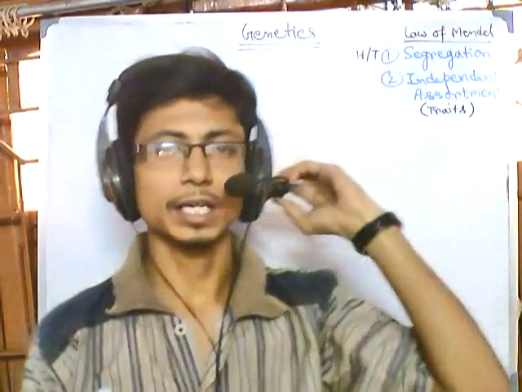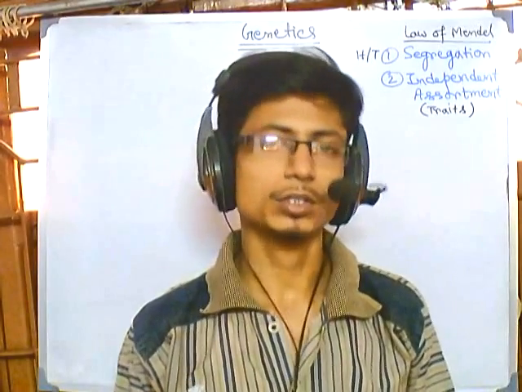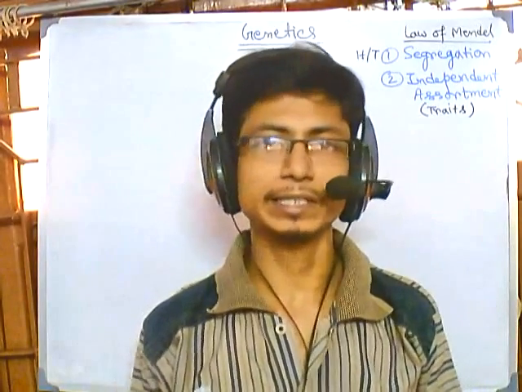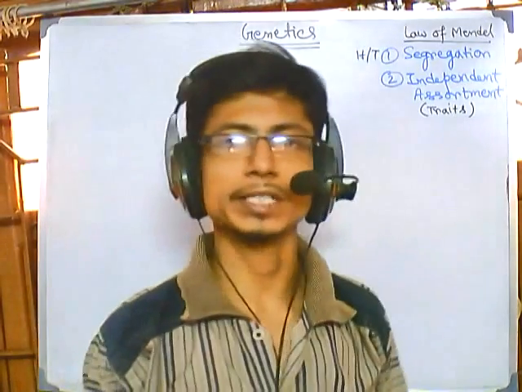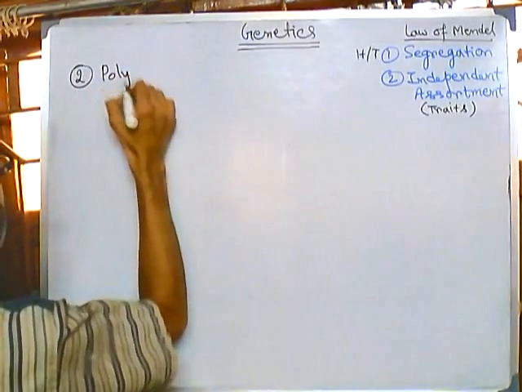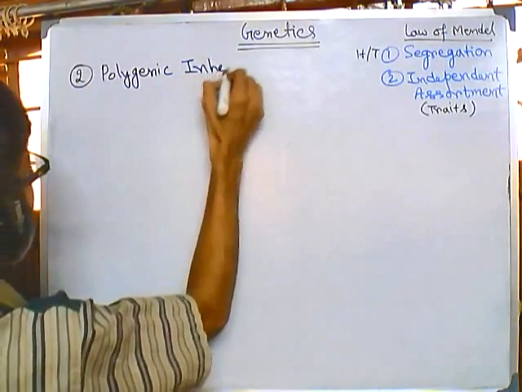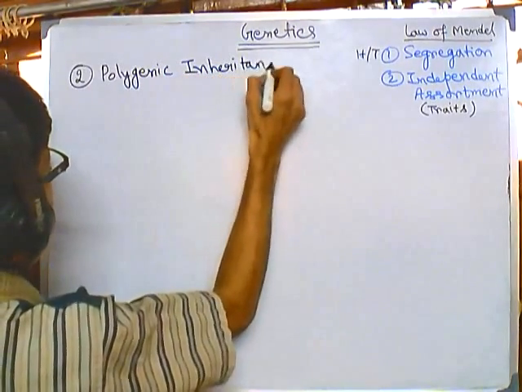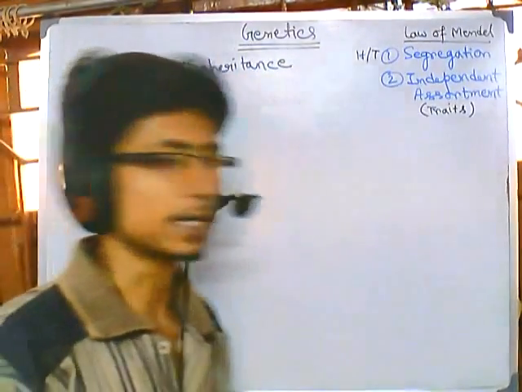Welcome back, friends. We are talking about advanced genetics, and we are also talking about the non-Mendelian inheritance patterns, and we have discussed incomplete dominance and codominance. But now in this video we'll be talking about polygenic inheritance. Polygenic inheritance is also a non-Mendelian inheritance pattern.